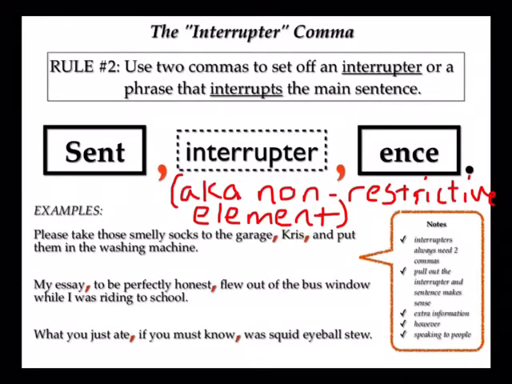Rule number 2, the interrupter comma. Use 2 commas to set off an interrupter, or a phrase that interrupts the main sentence. Example of an interrupter. What's that stuff called that you could take out of the sentence and still make sense? Yes, a non-restrictive element. One of your 6th grade standards.